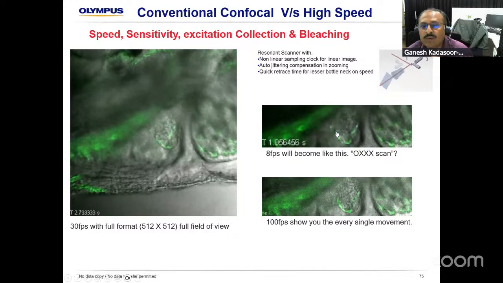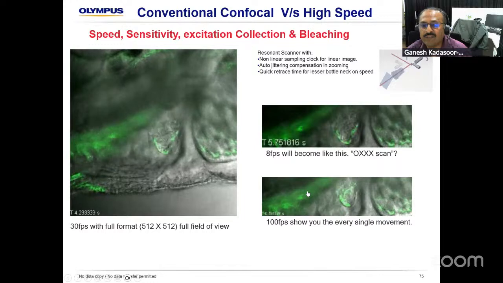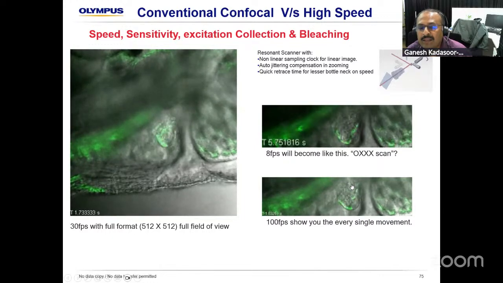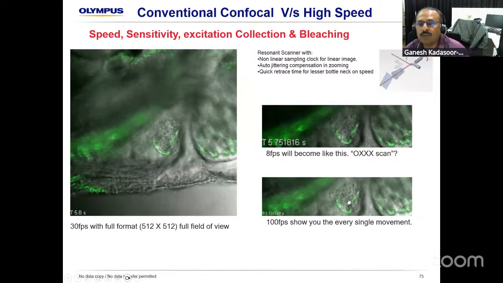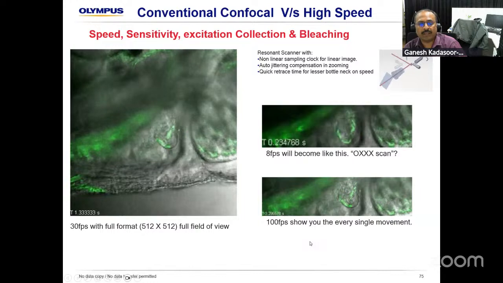Normally a conventional confocal microscope gives you around 8 to 10 frames per second. But the latest advancement in confocal microscopy is to go for a high speed scanner. See, that gives you 100 frames per second. Now you can actually see the blood coming inside the heart and then being pumped. That's how you can image in the confocal microscope.